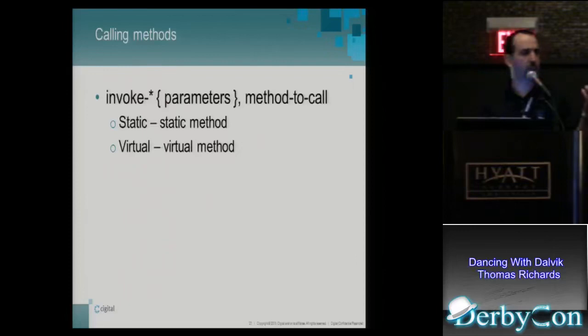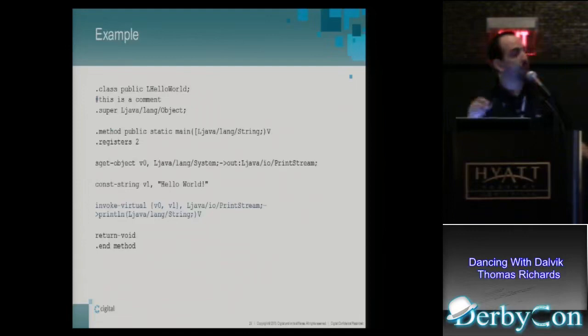Calling methods. You'll have to call different methods within the program, and those are done via invoke statements. So we have invoke static and invoke virtual. Going down here, it's going to invoke the virtual for the print stream, print line, and we're going to pass into it the hello world variable as the v1, and that will then print hello world to the console.